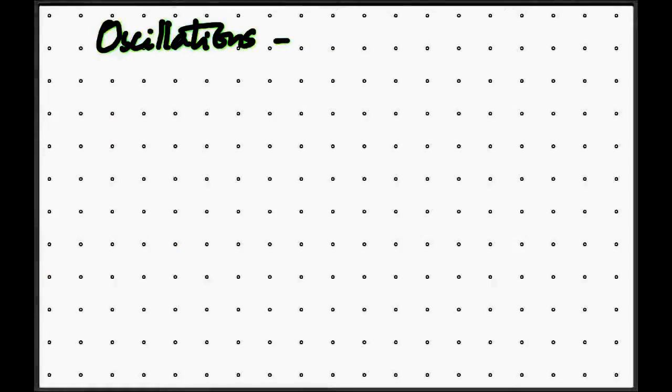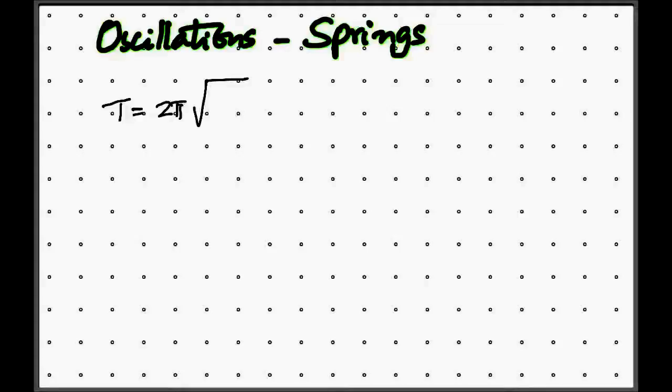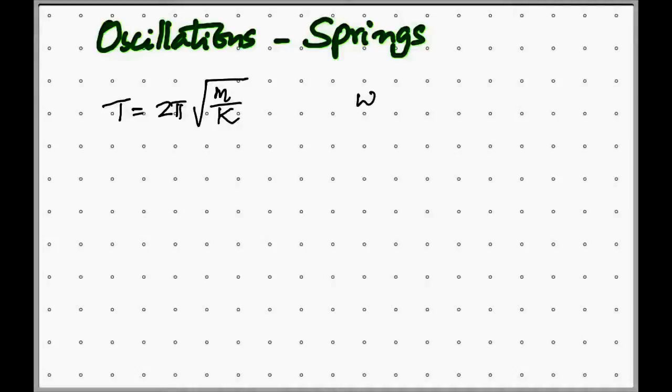Let me see if there's something else. Oh, there is. Oscillations, last part. Is it last? I don't know. Springs, what's the formula? Time period, we just did that. Time period, 2 pi, K over M or M over K? M over K. Omega is root K over M.